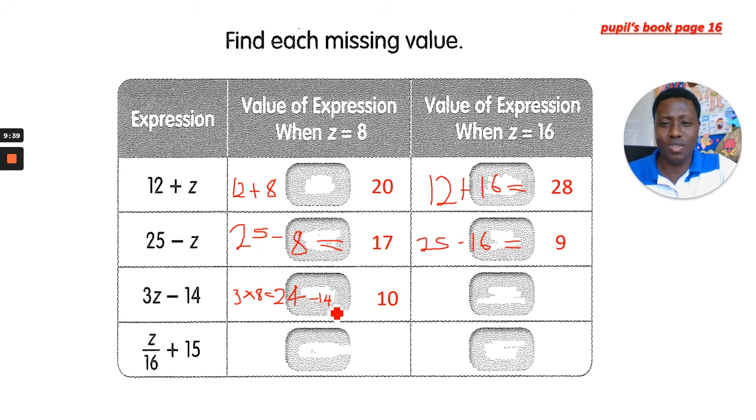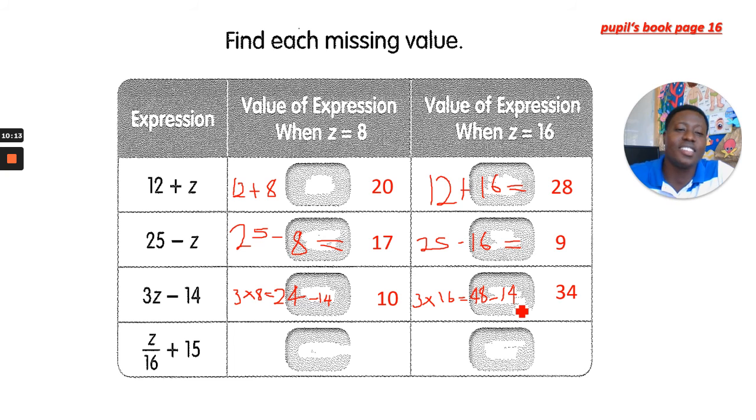All right. Then you go to 16. It's the same thing. 3 multiplied by 16. I think that should be 48, right? 48. Good. Minus 14. 48 minus 14. What was your answer? Did you get it correct? 34. That is correct. 34.